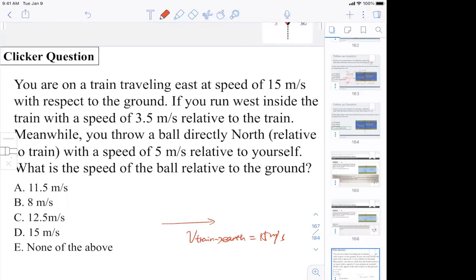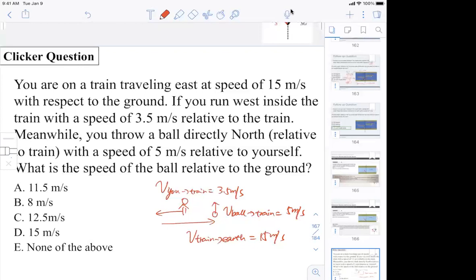Okay. So relative to the train, 15 meters per second. You run west inside. So your velocity relative to the train is to the west 3.5, and then at the same time you throw a ball directly north relative to the train. So up. Five meters per second. What is the speed of the ball relative to the ground? Okay, so that is the question.